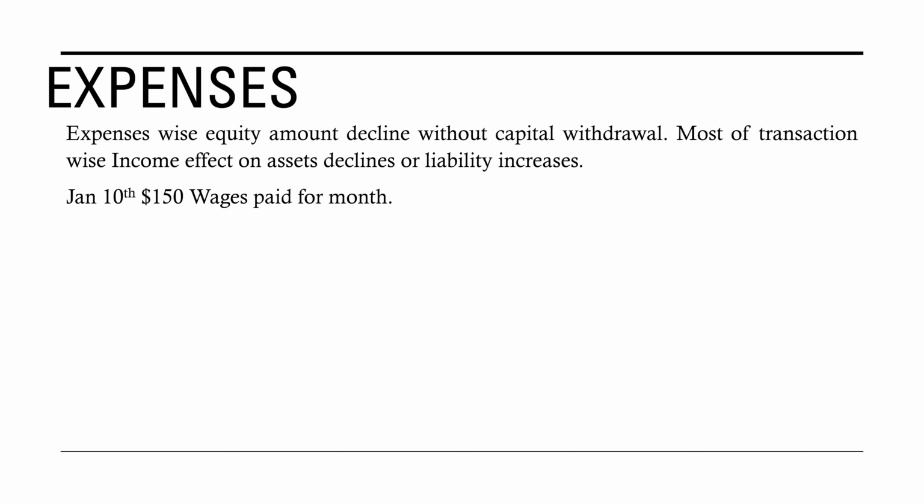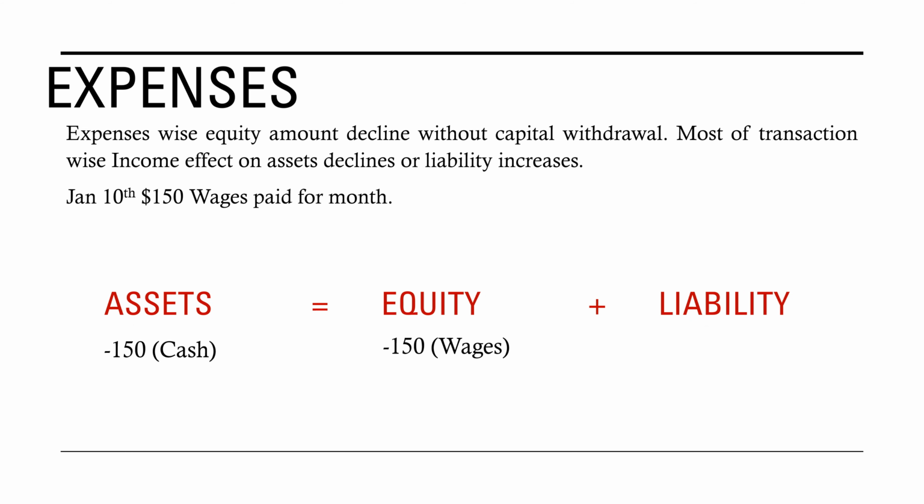According to that transaction, we noted that wages are the source of expenses. Expenses decline under equity. According to that equation, we note that the 150 amount is identified as wages, which is an expense amount declining under equity.